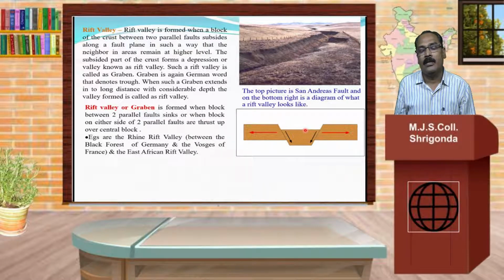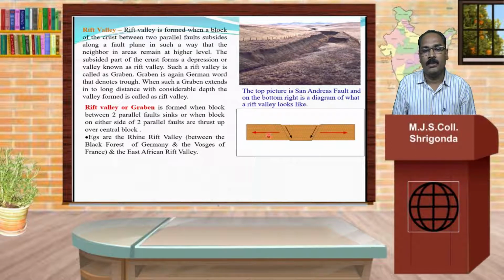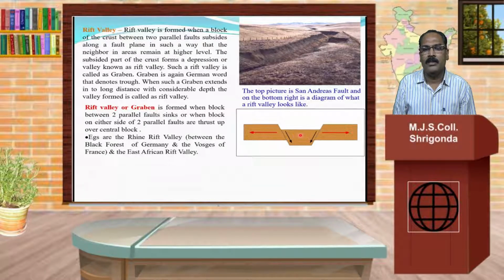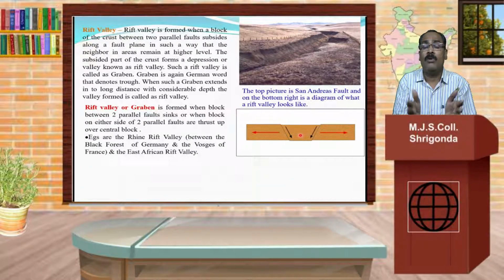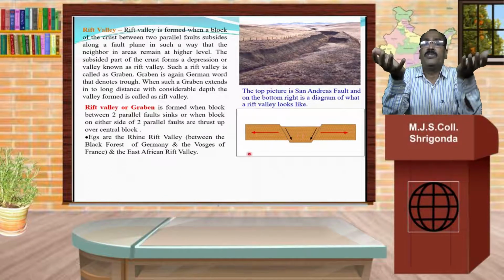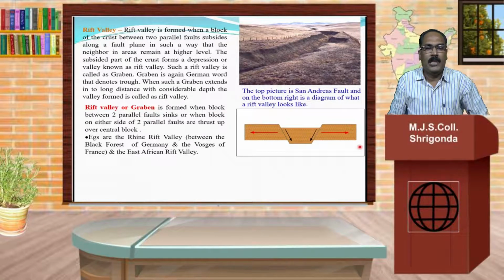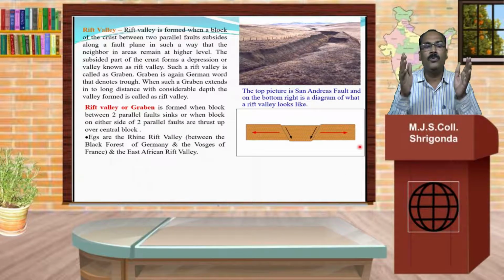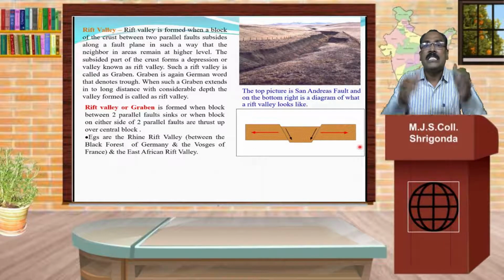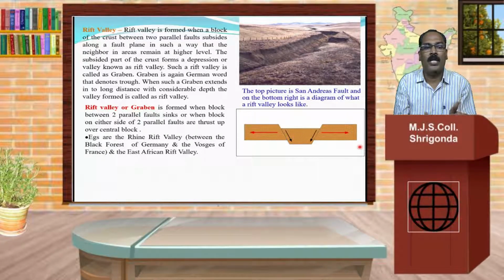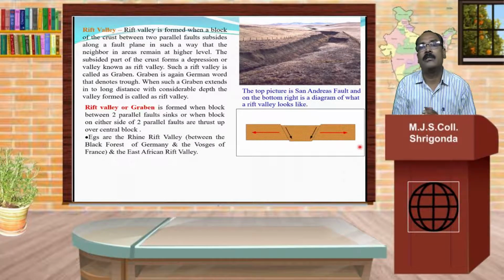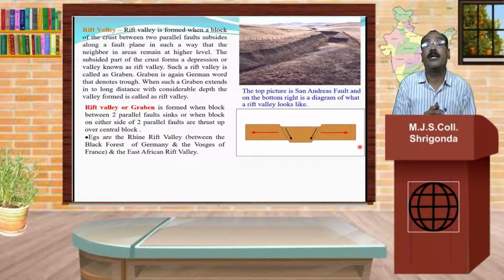The animated figure: both sides go in the upward direction or the middle goes in the downward direction. Sometimes the middle part sinks or the side parts are uplifted and rise. It is formed when blocks between two parallel faults sink, or when blocks on either side of two parallel faults are thrust up over the central block.